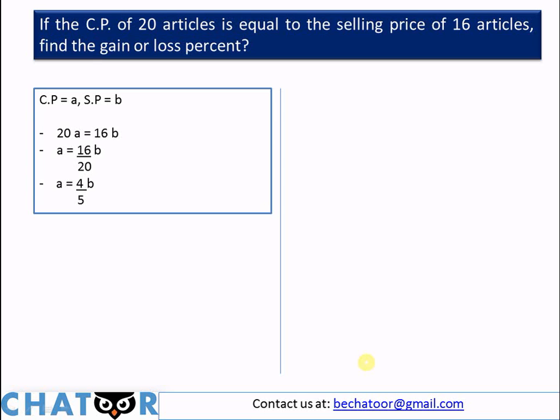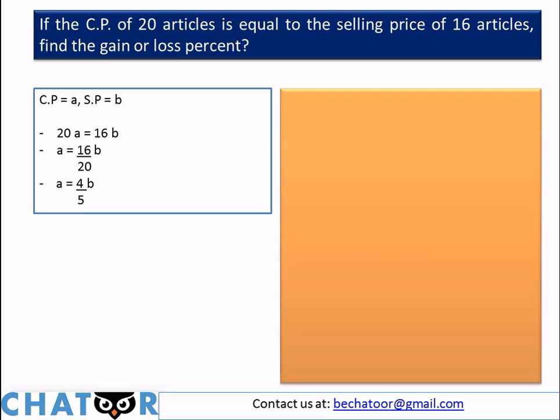Hence, according to the sum, CP of 20 articles means 20A is equal to SP of 16 articles, which is equal to 16B. So therefore A is equal to 16 by 20B, which is nothing but A is equal to 4 by 5B. Now how do we find the gain or the loss percentage? It is obviously the gain percent, for a simple reason that the number of articles in CP is more than the number of articles in SP for the same amount that was paid.